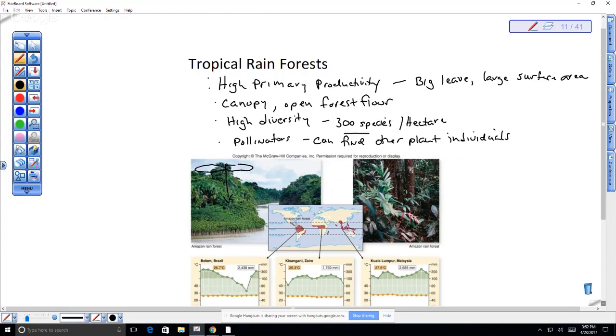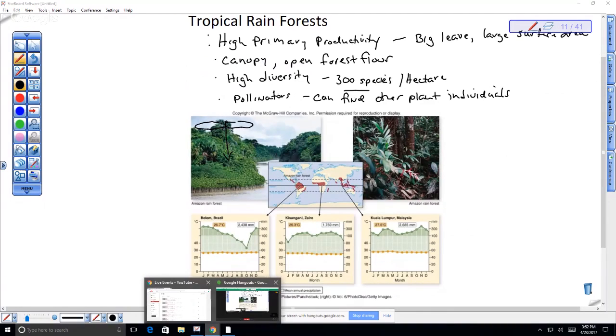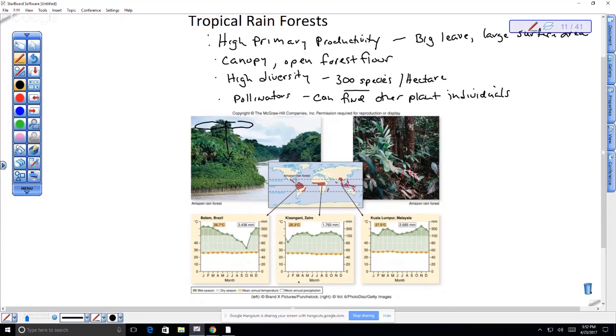So when we look at these diagrams, what this shows is, in green, the degrees Celsius, the temperature, right? And so you notice, let's see, actually, wait a minute. The yellow is the degrees Celsius. So you notice that the temperature stays pretty much steady year around, but in some cases we have a drier period of time, okay? In these particular instances, the temperature and the amount of precipitation stay relatively the same. So you notice where the tropical forests are, they are near the equator.